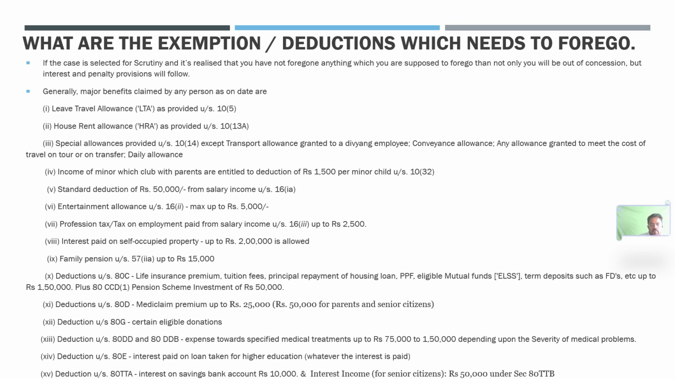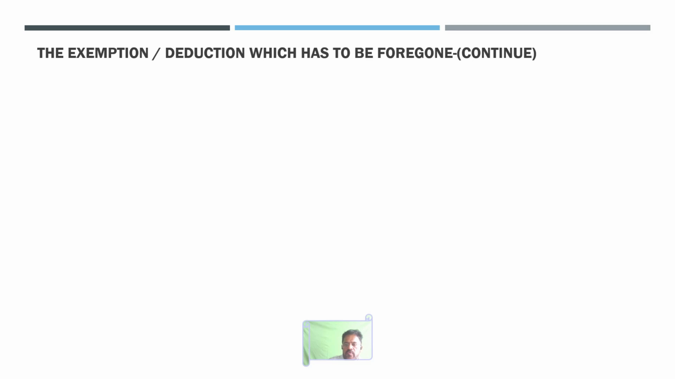Unless you are willing to change completely the financial scenario in your family and you are rearranging all the aspects, whereby certain obligations you are transferring to another family member, legally, if it is feasible, then you may go for an alternative rate of scheme. Otherwise, in each case you have to decide what is to be done and what should not be done. Now, let us go to the further exemptions and deductions which are to be foregone. In the previous slide, I compared all the exemptions and deductions which are claimed by 80% of the people.